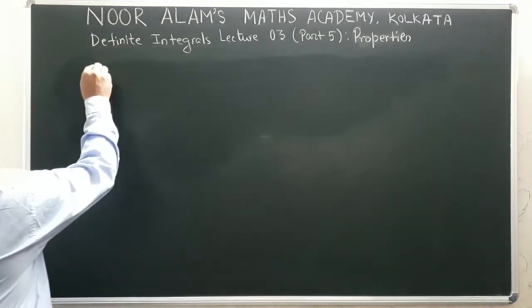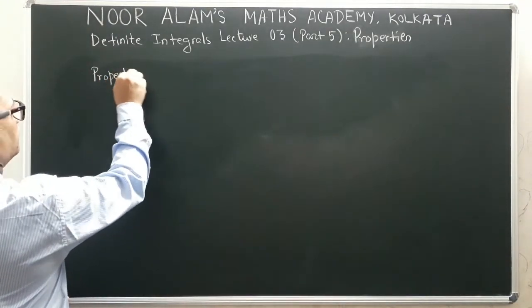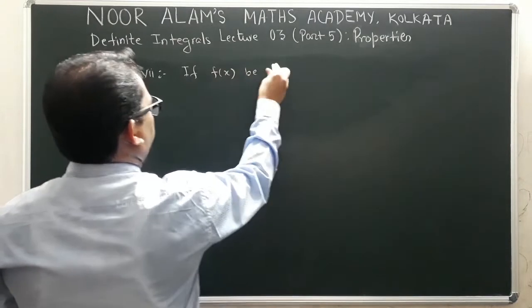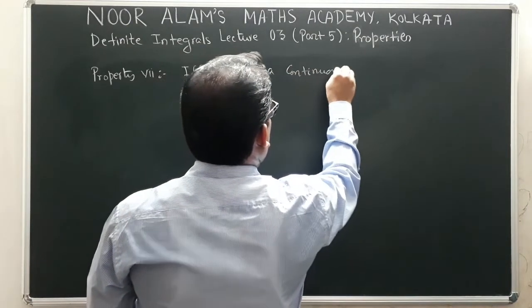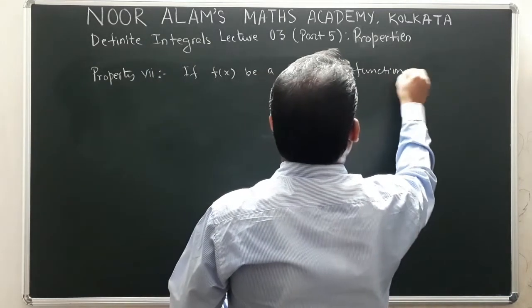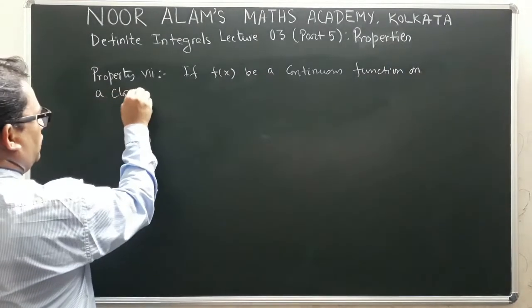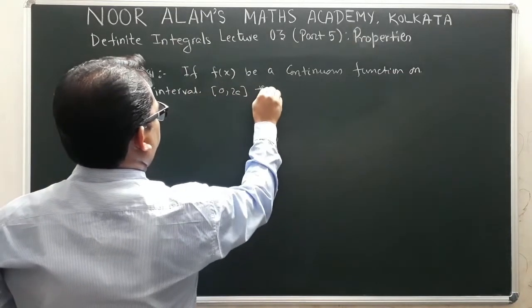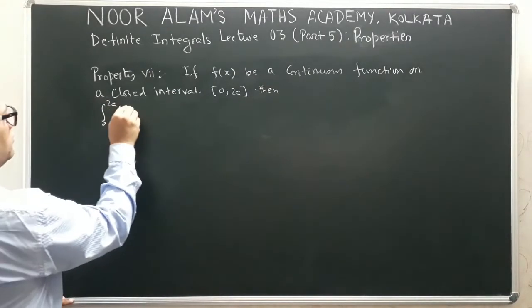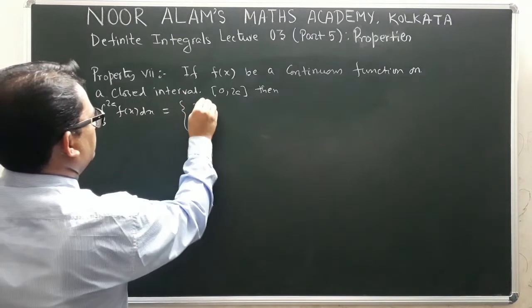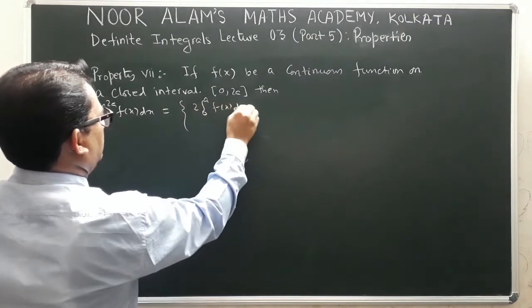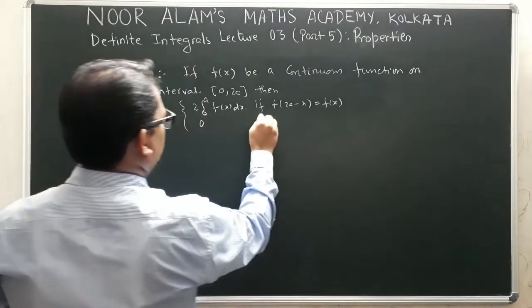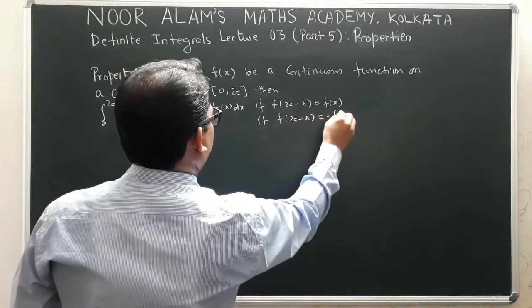Today we are going to study the property 7 of definite integral. If f(x) is a continuous function on a closed interval 0 to 2a, then the integral from 0 to 2a of f(x) dx equals 2 times the integral from 0 to a of f(x) dx if f(2a minus x) is equal to f(x), and the result is 0 if f(2a minus x) is equal to minus f(x).